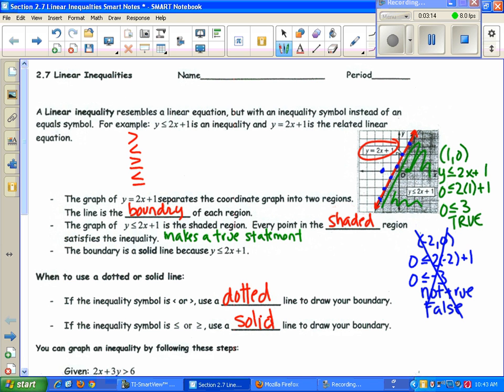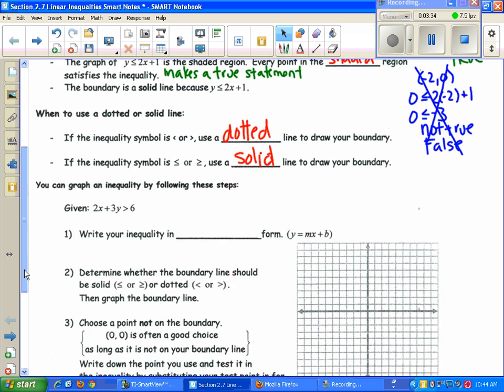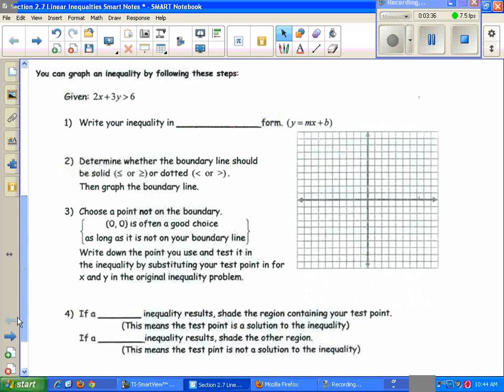Whereas if it was dotted, for instance if the inequality we have right here was y is less than 2x plus 1, I would have had to make my boundary a dotted line, and then those points on my boundary line would make my inequality statement not true. So let's go ahead and practice graphing these.